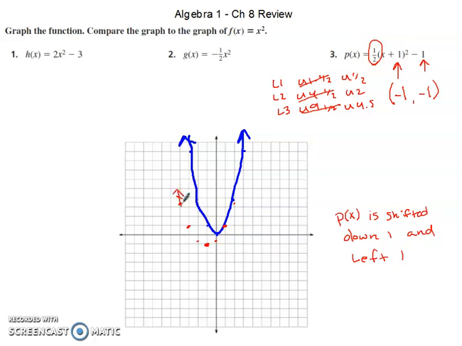So my graph is going to look something like this. So we shifted it and we compressed it vertically. So p of x is shifted down 1, left 1, and compressed vertically by 1/2.